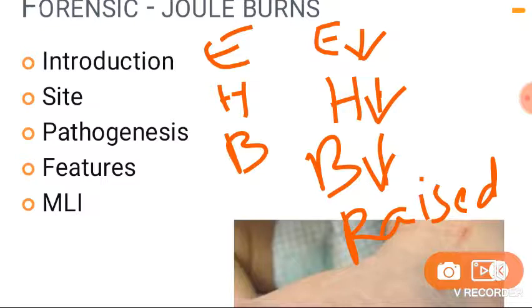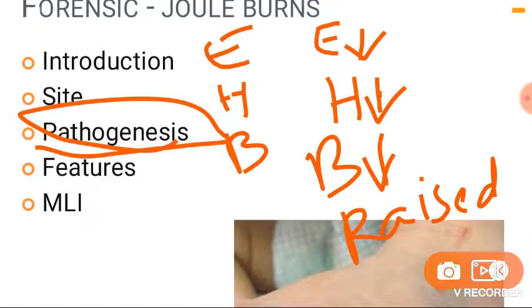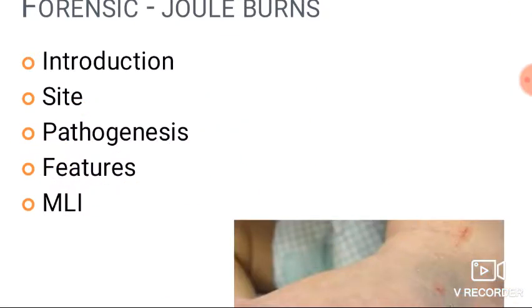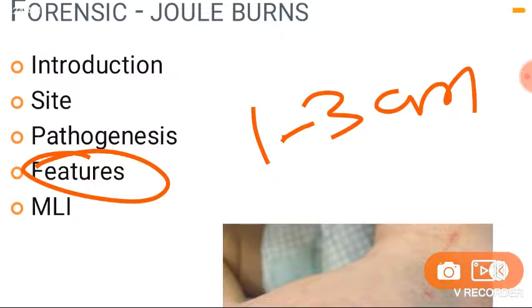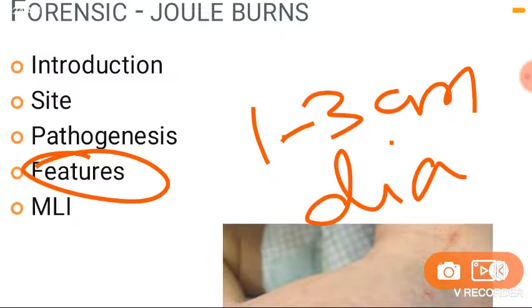So the pathogenesis is done. Next we will move on to the features of Joule burn. The lesions are round or oval or irregular, so basically anything. They are chalky white shallow craters, 1 to 3 centimeter in diameter. The diameter is so big, 1 to 3 centimeter. Hold it in your fingers, that much will be the entry wound.